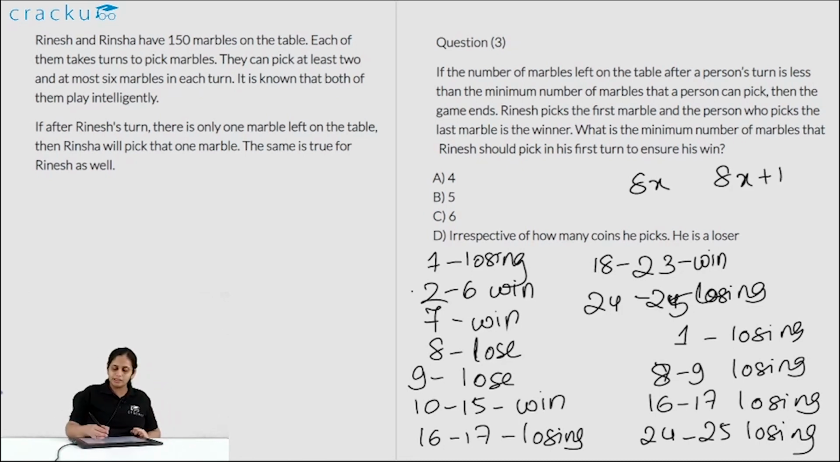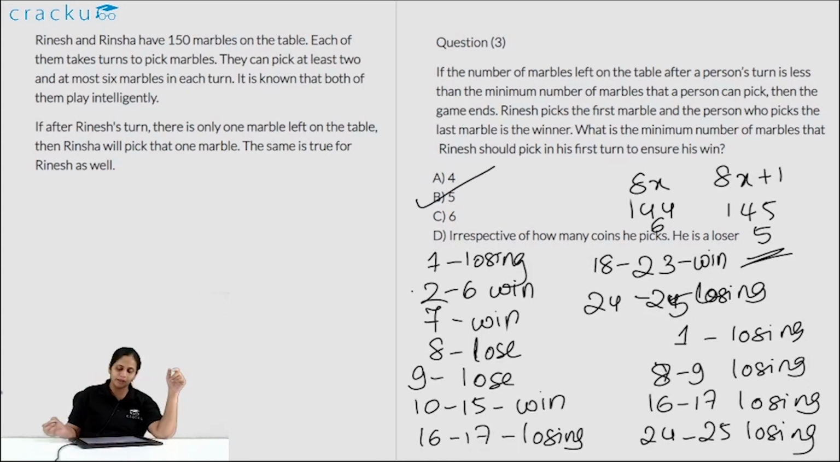So what is the nearest multiple of 8 below 150? That is 144. So 144 is a losing position and 145 is a losing position. So if he has to pick the minimum number of marbles, in this case he has to pick 6 marbles, in this case he has to pick 5 marbles. So what is the minimum number of marbles he has to pick so that he ensures his win? He has to pick 5 marbles to ensure his win. So the right answer is option B, 5.